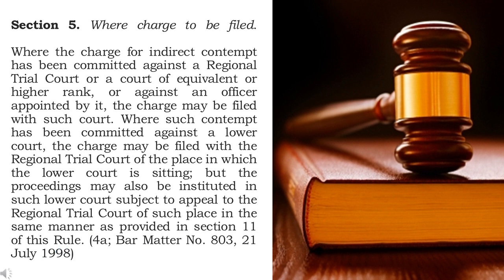Section 5. Where charge to be filed. Where the charge for indirect contempt has been committed against a Regional Trial Court or a court of equivalent or higher rank, or against an officer appointed by it, the charge may be filed with such court. Where such contempt has been committed against a lower court, the charge may be filed with the Regional Trial Court of the place in which the lower court is sitting, but the proceedings may also be instituted in such lower court subject to appeal to the Regional Trial Court of such place in the same manner as provided in Section 11 of this Rule.